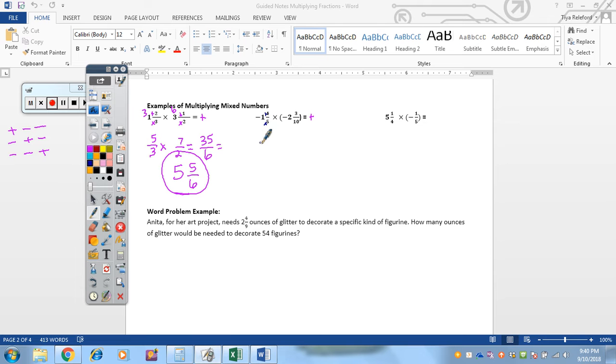5 times 1 is 5. 5 plus 4 is 9. I am not even worrying about the signs because I've already decided what the answer is going to be. So I really don't even care anymore. Texas this one. 10 times 2 is 20. And 20 plus 3 is 23.